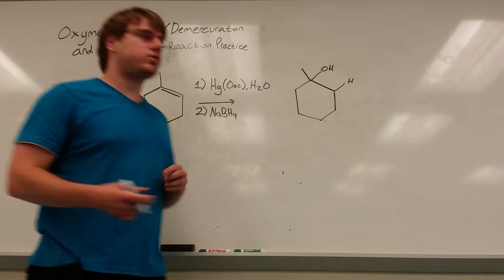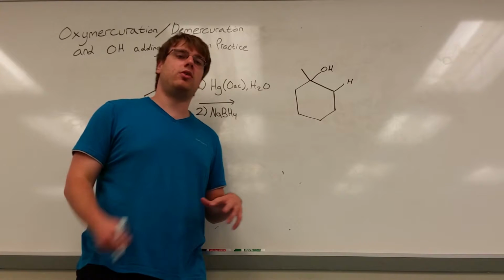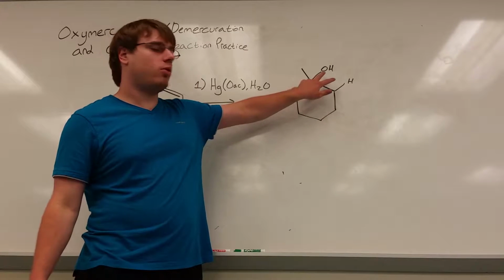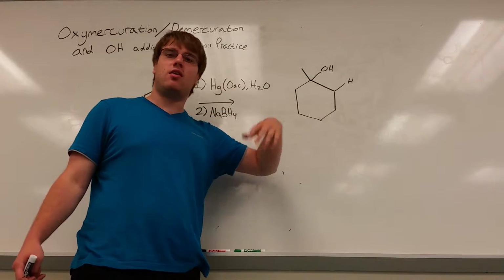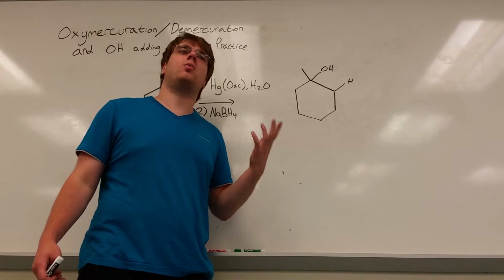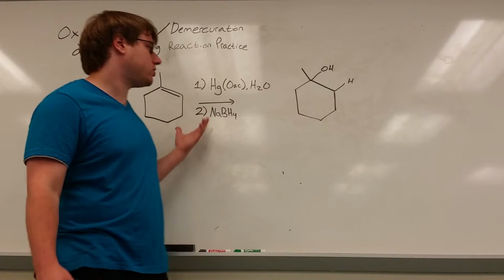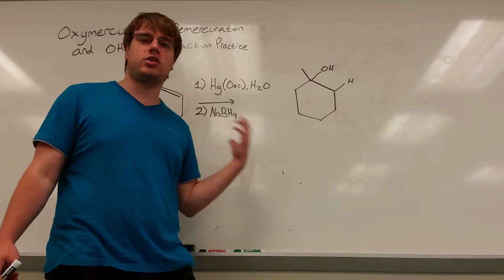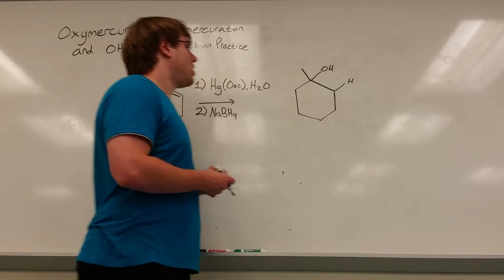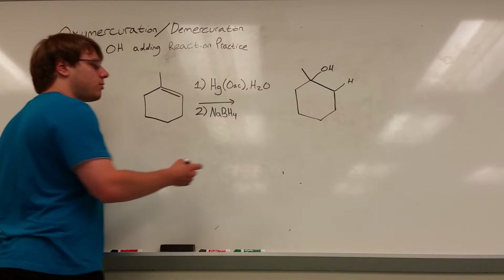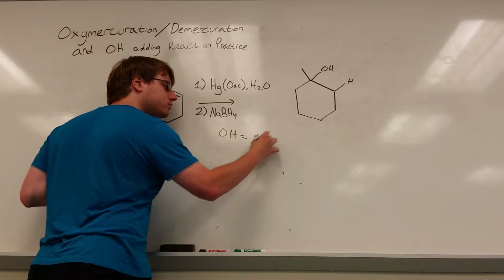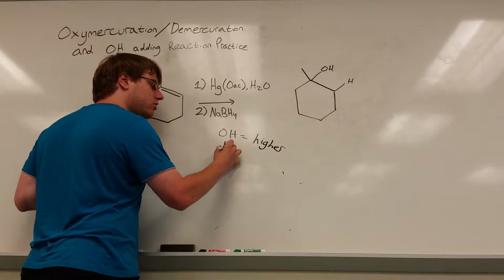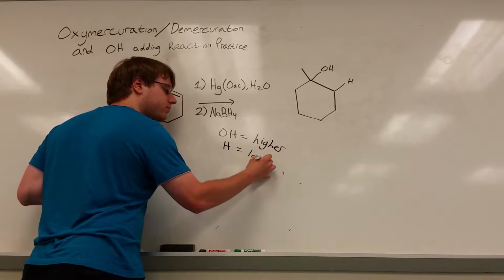If I started drawing in stereochemistry, well, I have four possibilities. Both wedged, both dashed, one wedge, one dash, or one dash, one wedge. Four different products, and that's why they probably won't stress stereochemistry if you're required to do this reaction in a question. Now, the important thing, again, is just to remember that the OH goes on the higher degree, and the hydrogen goes on the lower degree.